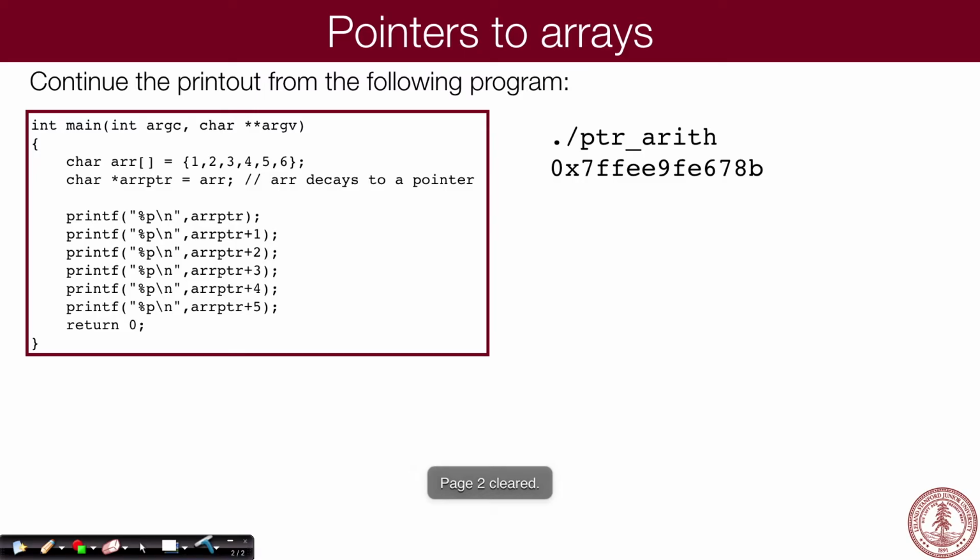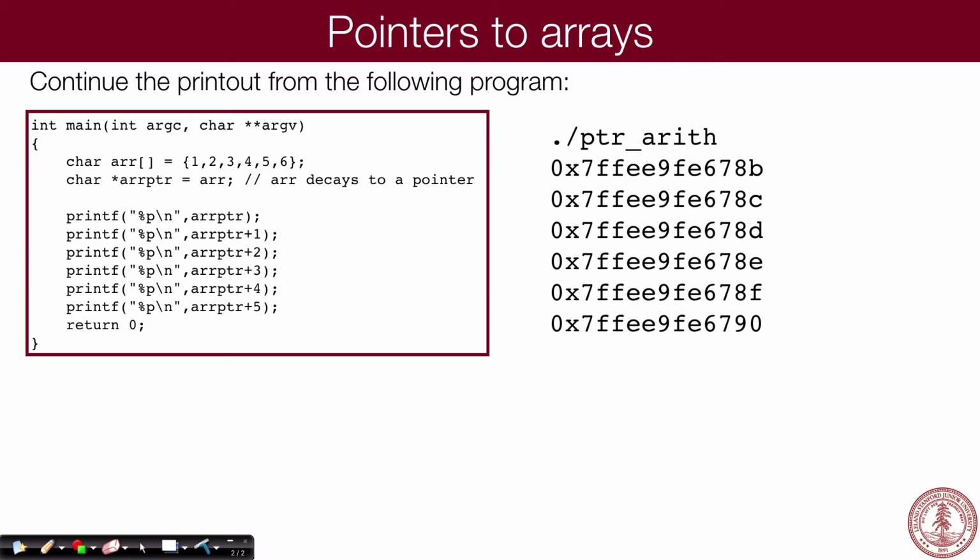How about this one? Char array equals 1, 2, 3, 4, 5, 6. Can I do that? Can I put numbers in chars like that? Sure, why not? A char is just a byte, right? A char is a byte, and it doesn't have to be a character. It can just be a byte. So if I have 6, 7, 8B, what's going to come next? 6, 7, 8C, and then D, and then E, and then F, and then 0.